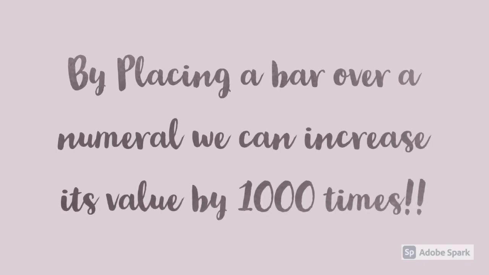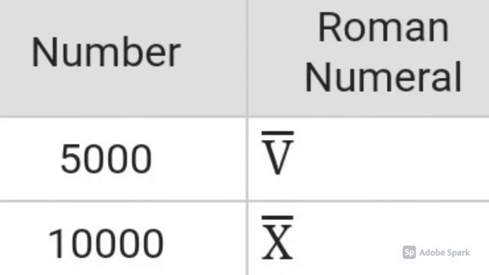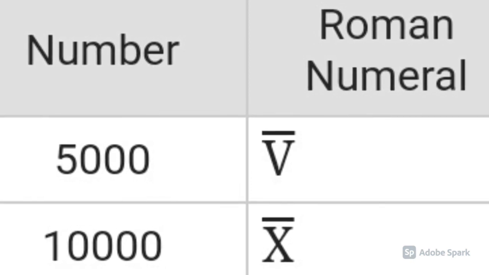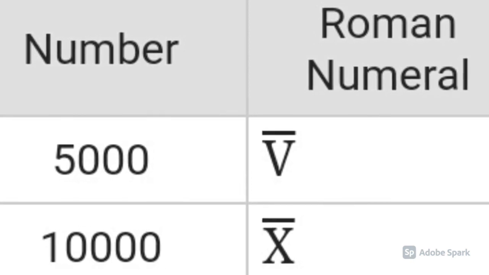If a bar is placed over a numeral, then we are increasing its value by 1000 times. That's how Roman numerals work. So to represent 5000, we put a bar over V, and to represent 10,000, we will put a bar over X. I hope you enjoyed learning Roman numerals. Thank you.